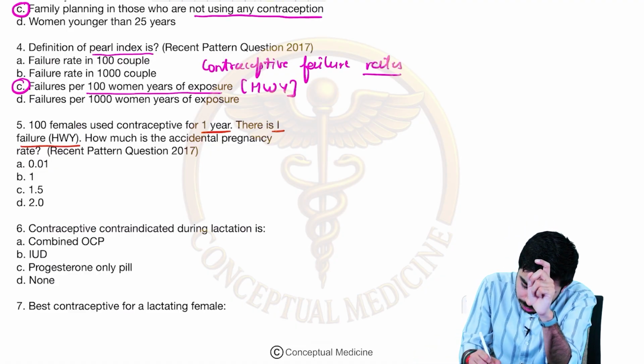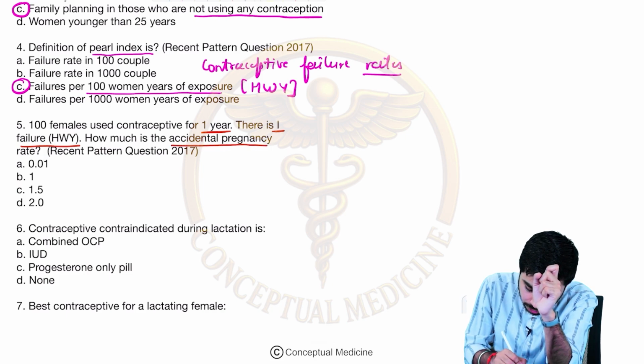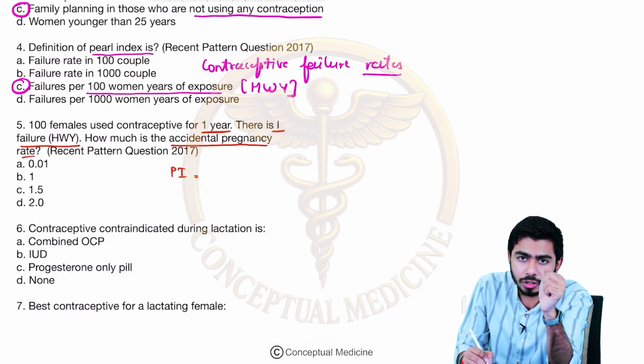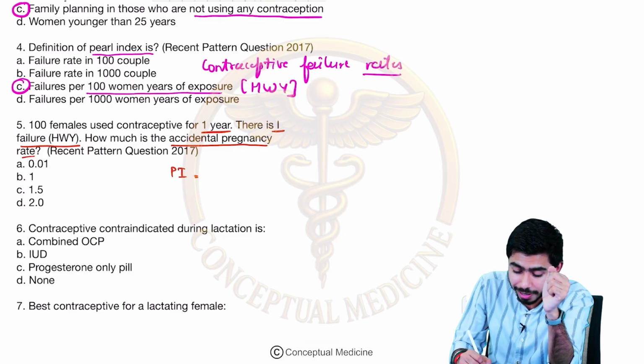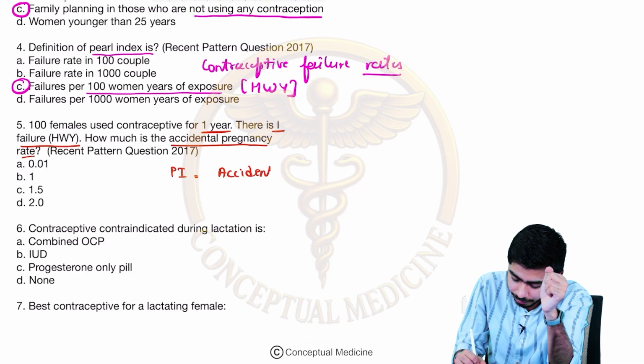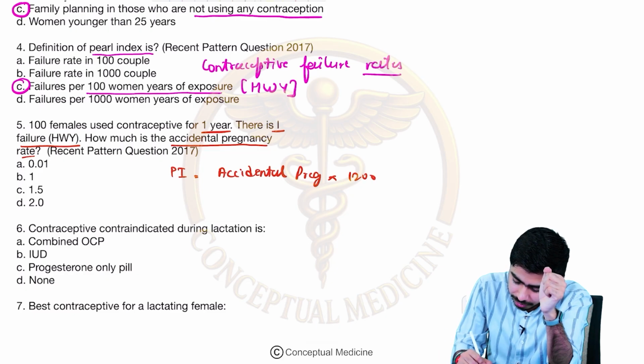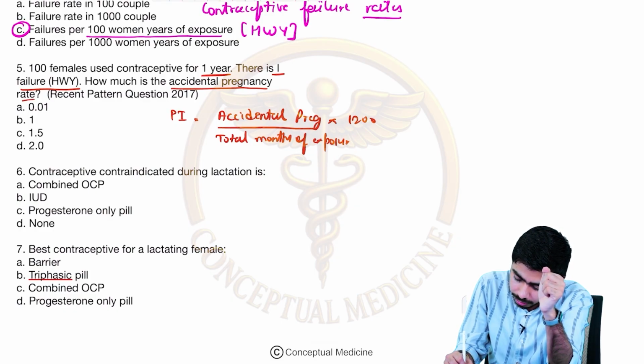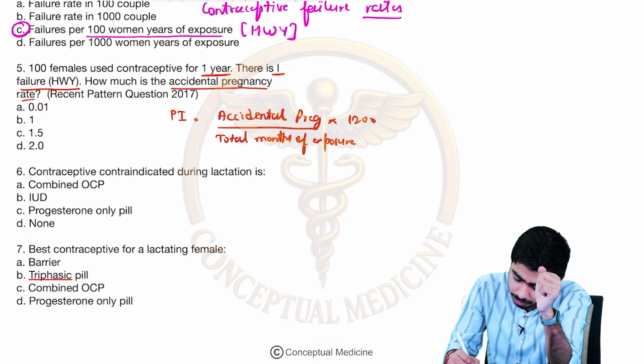Now they are asking you how much is the accidental pregnancies rate. So over here, what was the formula, guys? Again, Pearl index equals total number of accidental pregnancies multiplied by 1200 divided by total months of exposure, right? Over here, the Pearl index was given as 1, so I have mentioned it.